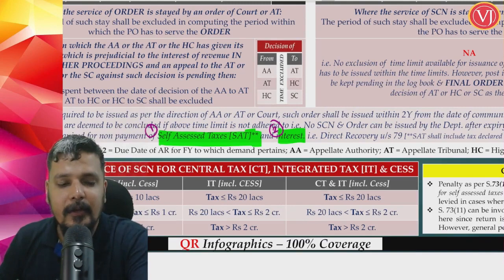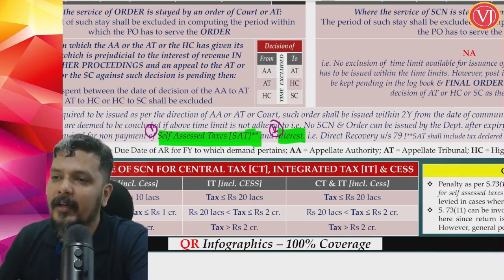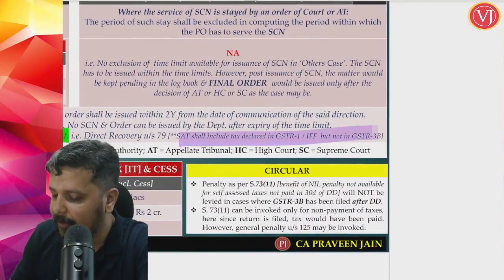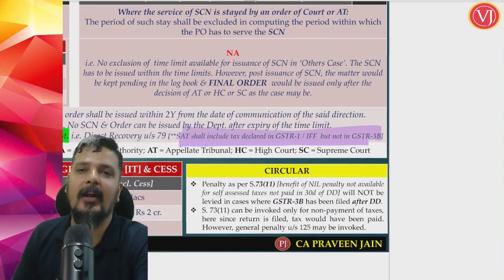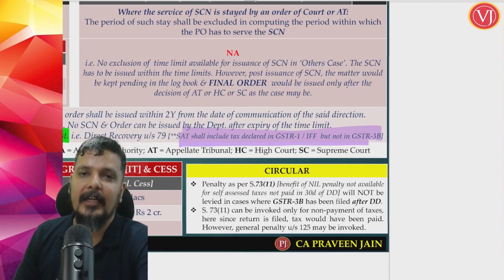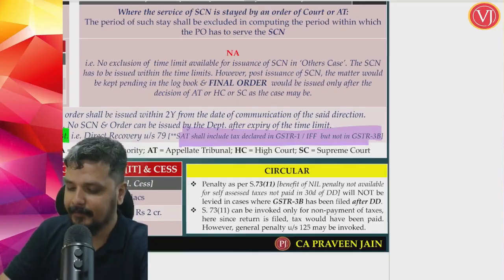2 important things. No need of notice and no need of order. No time limit. Now, self-assessed tax which is not yet paid will include a scenario where you have declared the sales in GSTR1 or IFF but not declared in GSTR3B. That is a classic scenario covered in self-assessed tax which is not yet paid.